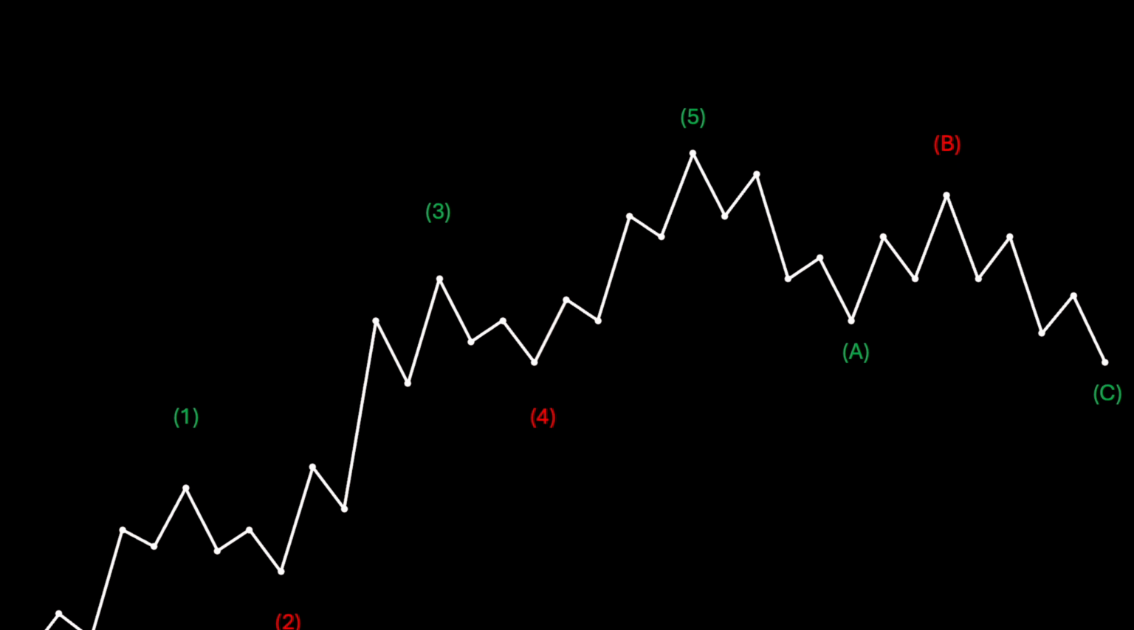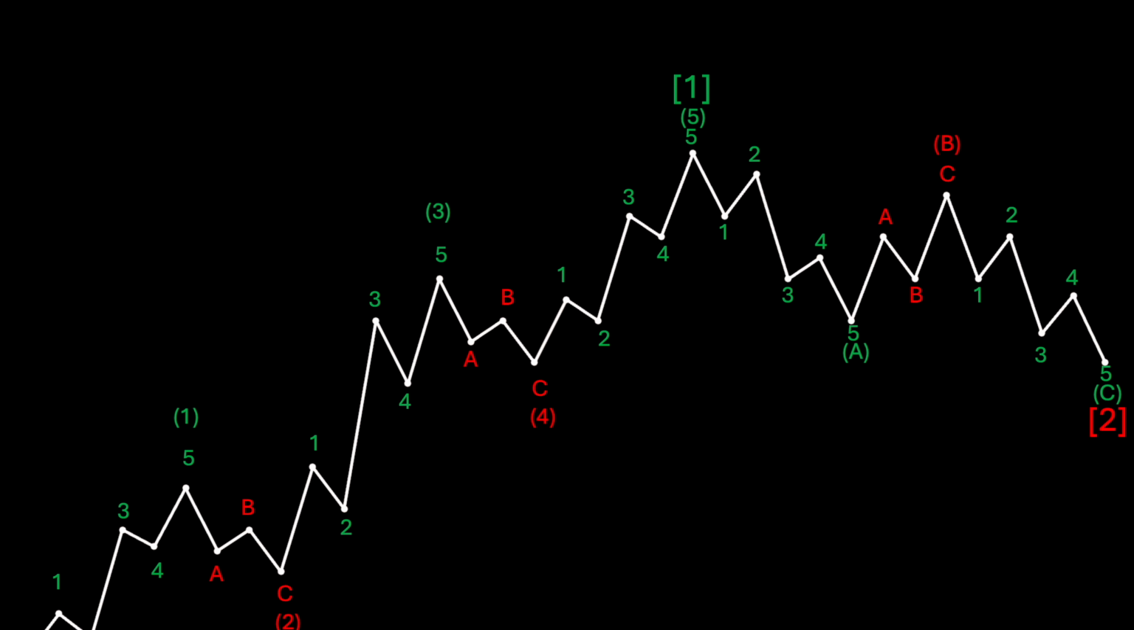Now you can see the basic pattern in more detail. All waves marked green are impulsive waves. The red ones are corrective. If we now count the microstructure, it gets clear that waves 1, 3 and 5 consist of 5 waves each, and waves 2 and 4 only of 3. That proves that all impulses have to be 5-wave patterns, and all corrections are 3-wave patterns.